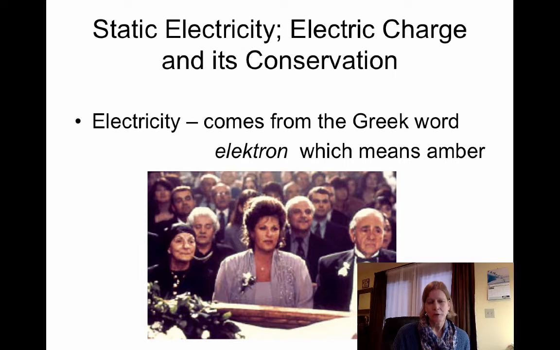So my picture there is from My Big Fat Greek Wedding, because the father of the bride there, shown on the right, says in the movie, all words come from Greek. Give me a word, any word, and I'll give you the Greek derivative of it. So in this case, he's right. Electricity comes from electron. Okay.